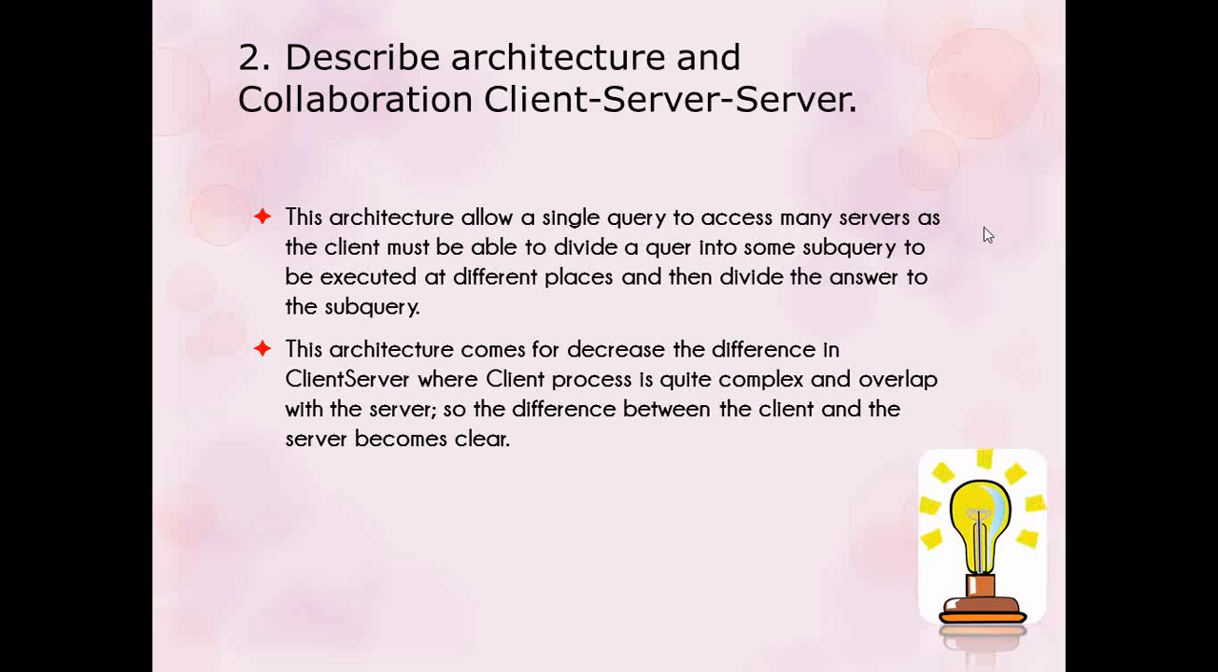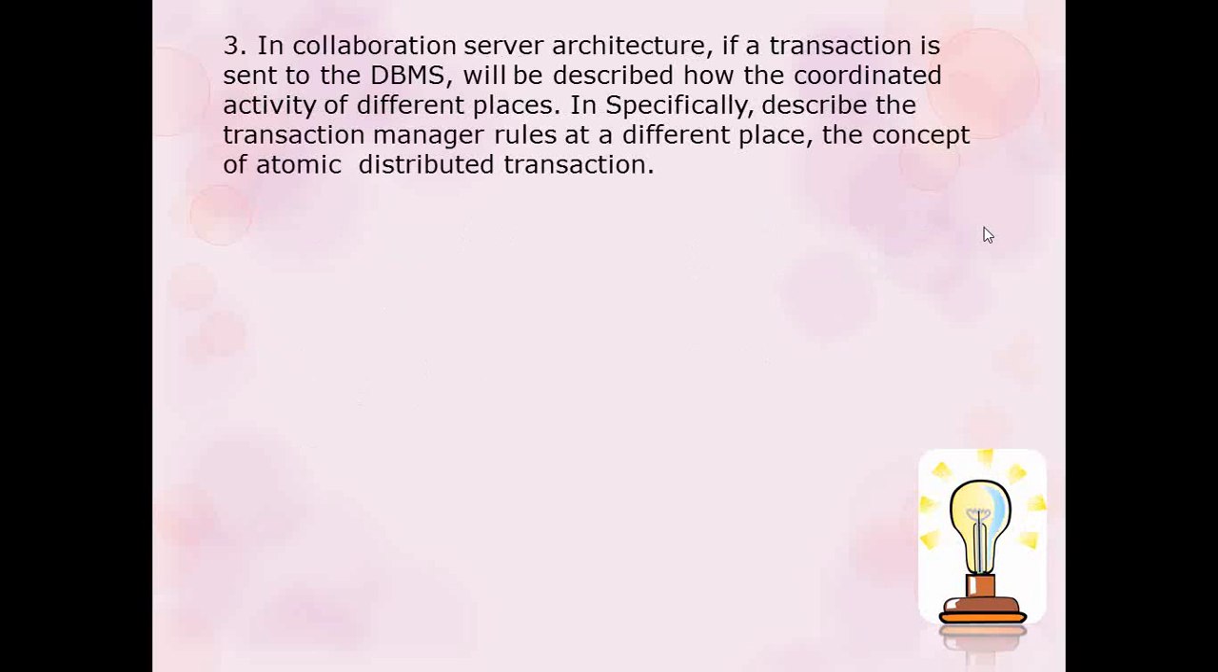After that, this architecture comes to decrease the difference in client-server, where the client process is quite complex and overlaps with the server, so the difference between the client and the server becomes clear. In client-server architecture, if a transaction is sent to the DBMS, it will describe how the coordinated activity of different places works. So the third question is specifically to describe the transaction manager rules at a different place. The concept of atomic distributed transaction.